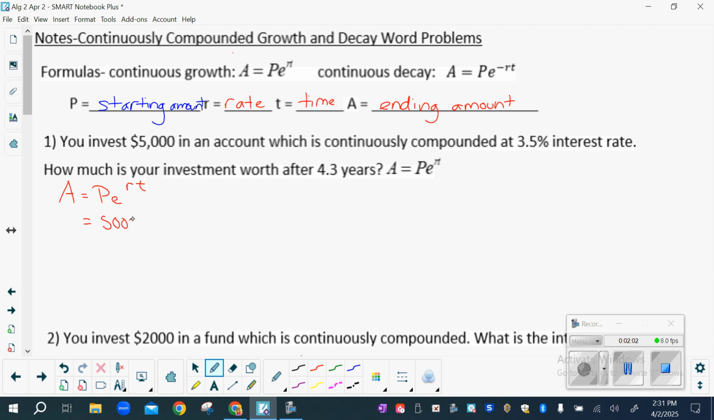So 5,000, we have E. What is R as a decimal? 3.5% is 0.035. Good, 0.035. And then our time is 4.3. So we just need to find A. So how would we do this? Is there any more math that we need to do, or do we just put the rest in our calculator? We're just going to put it in your calculator.